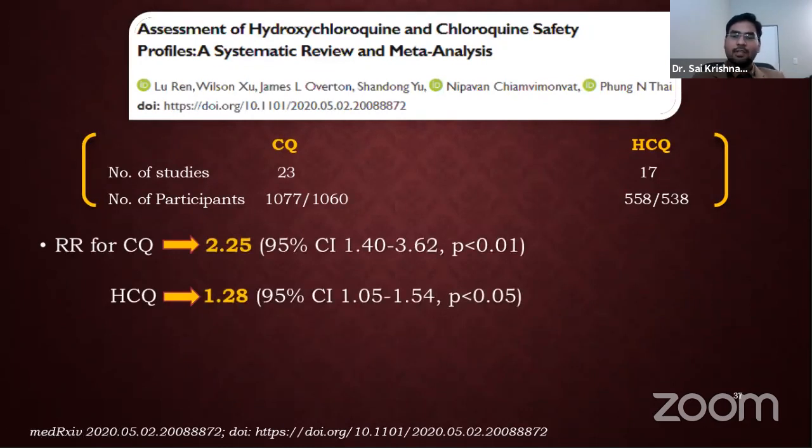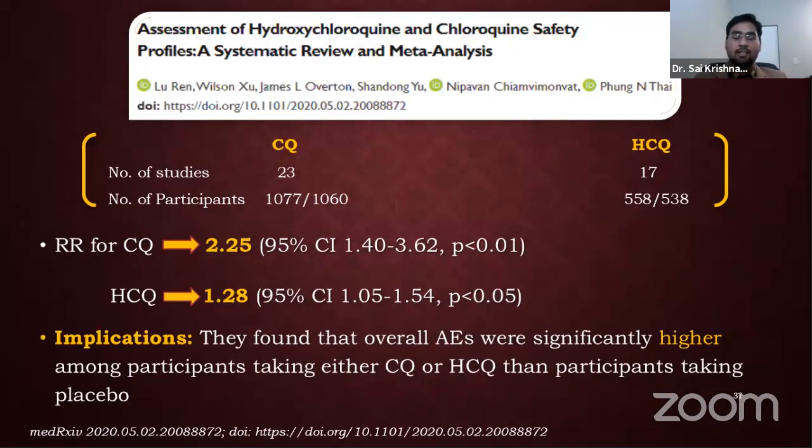If you look at their results, the relative risk for the chloroquine group is 2.25, meaning that the patients who received chloroquine are 2.2 times more likely to get severe adverse drug reactions when compared to the group who have taken placebo. Coming to hydroxychloroquine, the relative risk is 1.28, meaning there is a 28% higher risk of patients developing adverse drug reactions if they take hydroxychloroquine when compared to patients who have taken placebo, which is concerning. They stated that the overall adverse events were significantly higher among participants taking either chloroquine or hydroxychloroquine when compared with participants taking placebo.